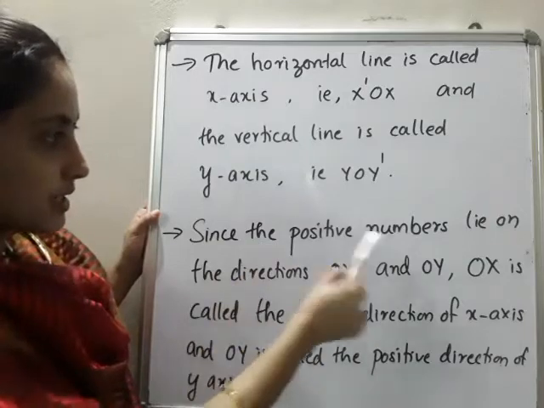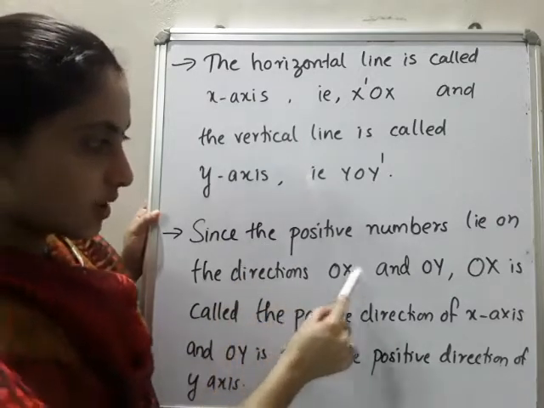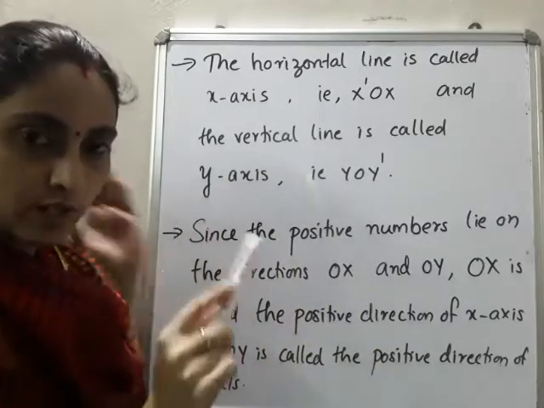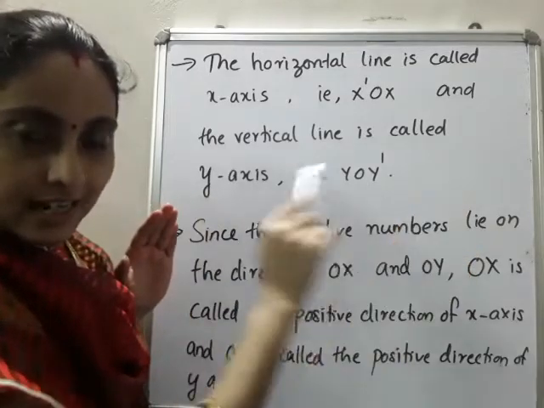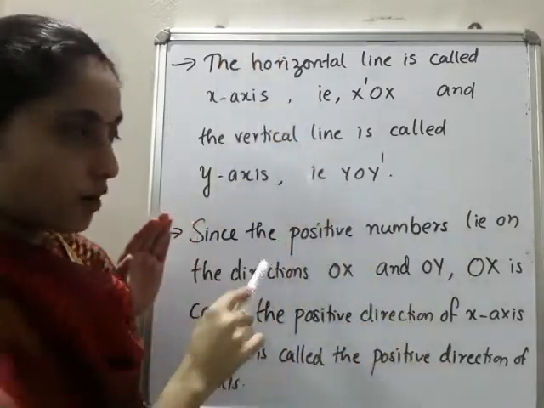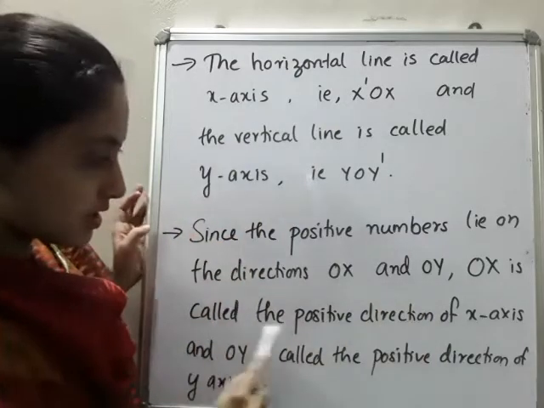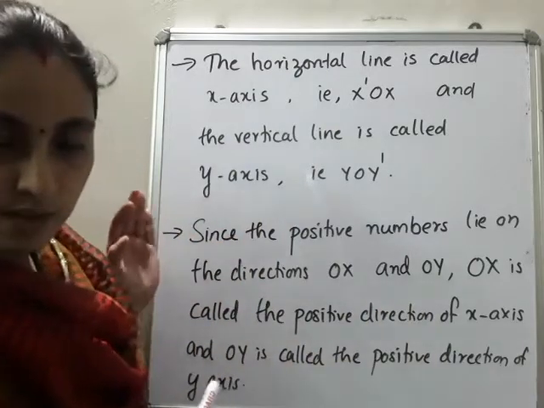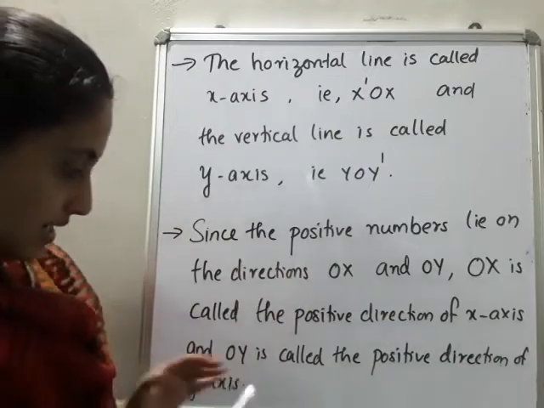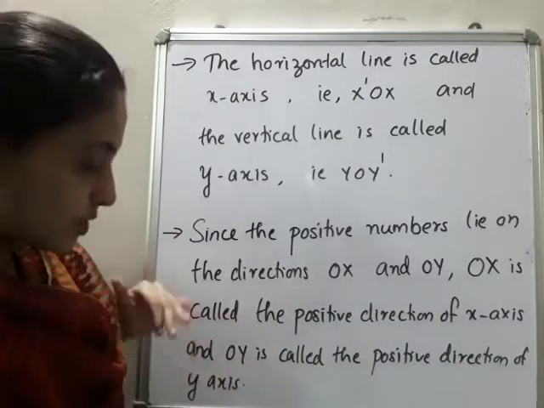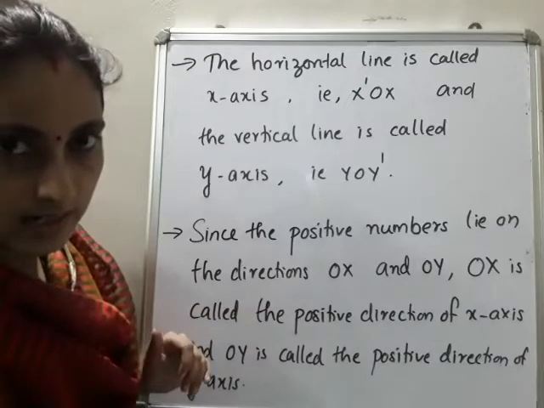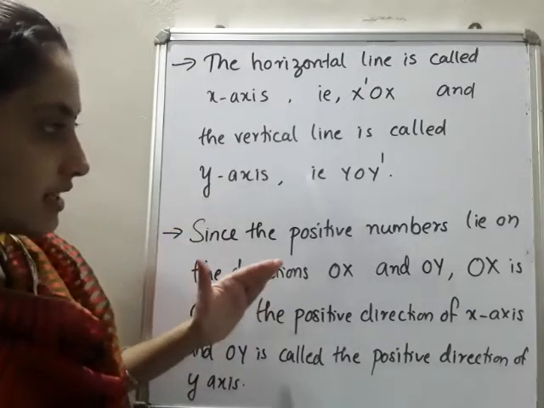Then, since the positive numbers lie on the directions OX and OY, as you already mentioned, please go through your notebook. That is OX, all numbers are positive, and OY, all the numbers are also positive. So OX is called the positive direction of the x-axis, and OY is called the positive direction of which axis? Y-axis.